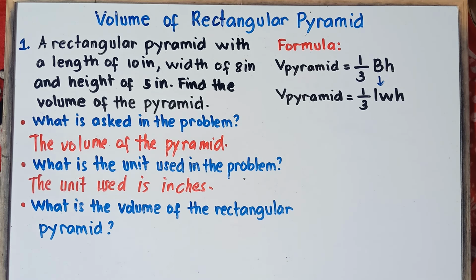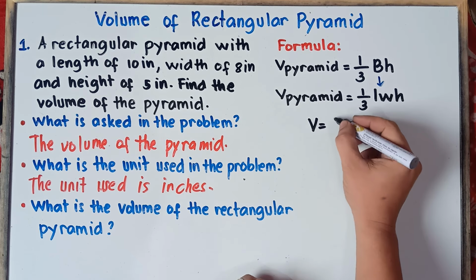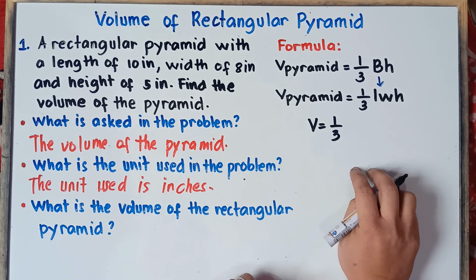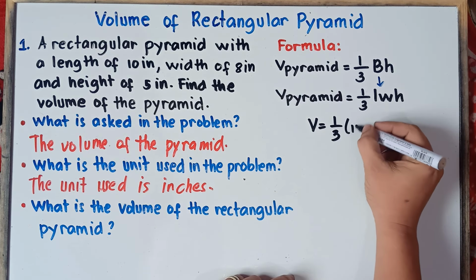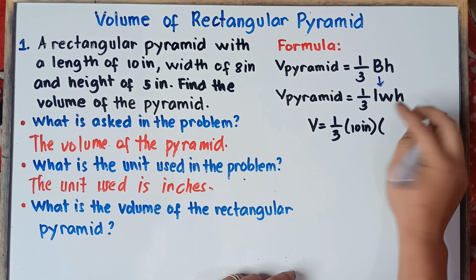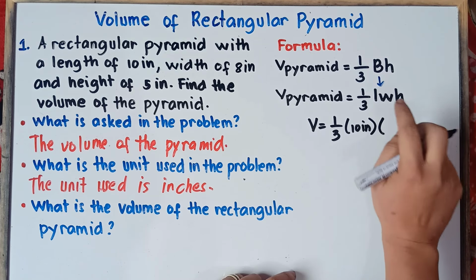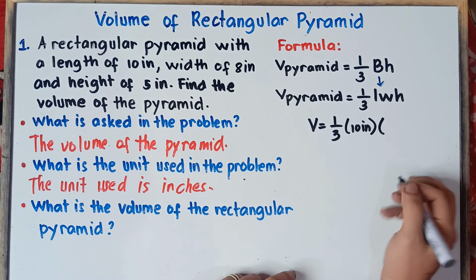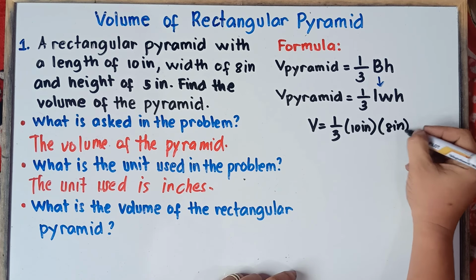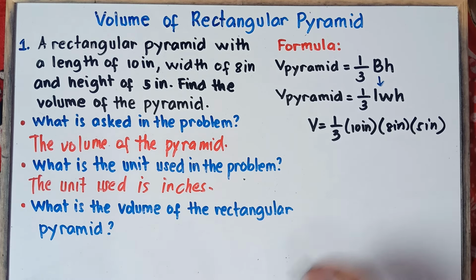Alright, so simply substitute the values. The volume is equal to 1/3, then the length is 10 inches, and then width, that is 8 inches. Once again, this is multiplication. If you have the variables close to each other, it means multiplication. Length times width times height. So width is 8 inches, and then the height is 5 inches.